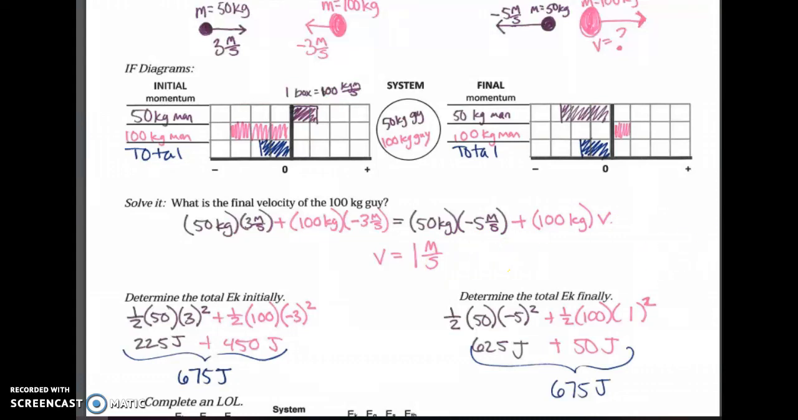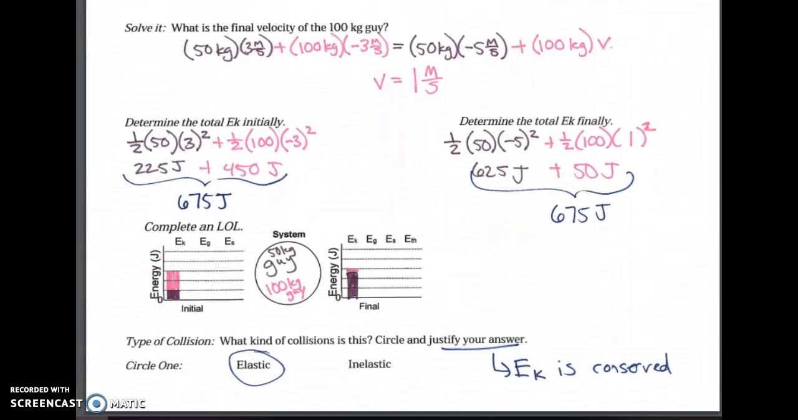Next up, I want to look at the energy stored kinetically. I can recall from the last unit that EK equals 1/2 mv squared. So 1/2 mass of 50 kilograms, velocity of 3 squared, plus 1/2 mass of 100 kilograms, velocity of negative 3 squared. Now you have to realize that when this velocity gets squared, it's a positive value. So I have 225 joules plus 450 joules for a total of 675 joules.